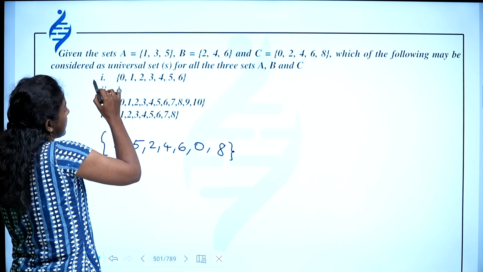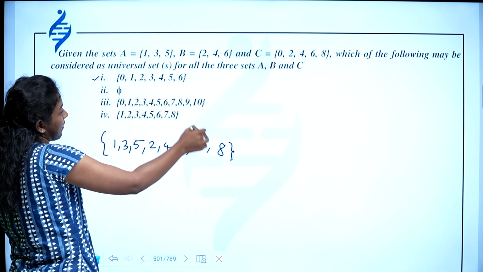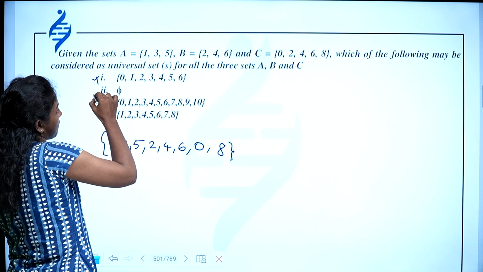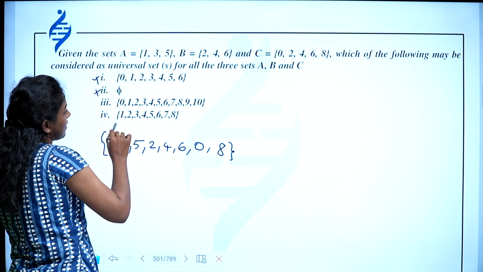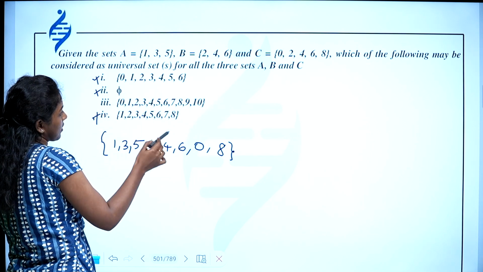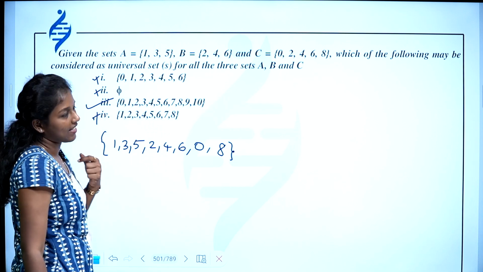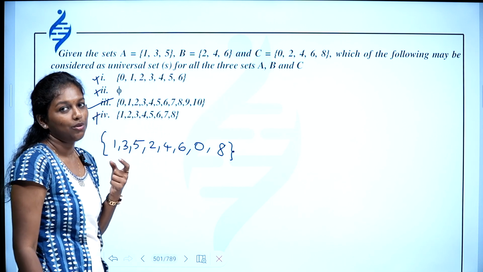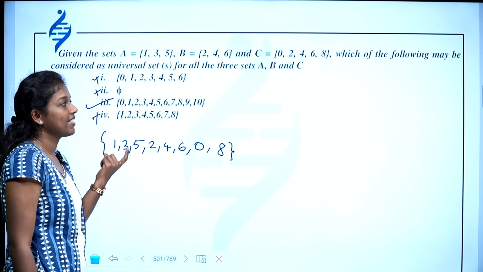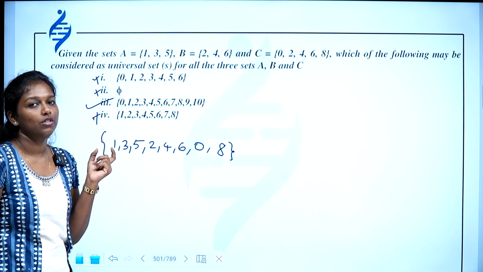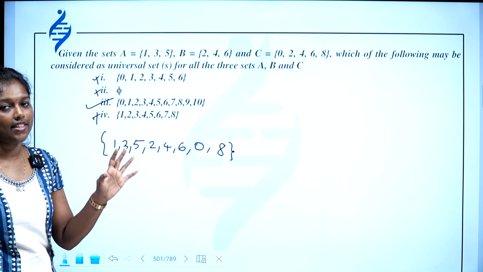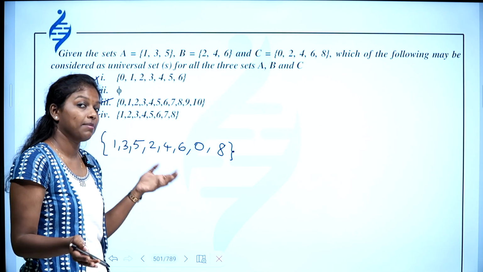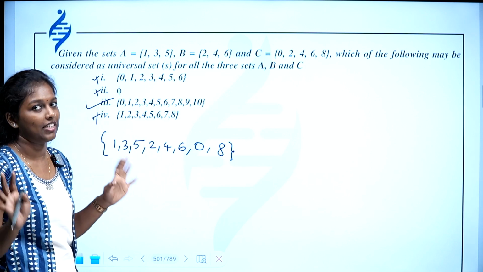So if I consider this set, this is not having 8, so this is not possible. This one is not possible. And this is not having 0, so this is also not possible. This is our universal set. So while writing the universal set, first of all you have to write down those elements from all the sets and then you have to choose a bigger set, or that set itself will be the universal set.